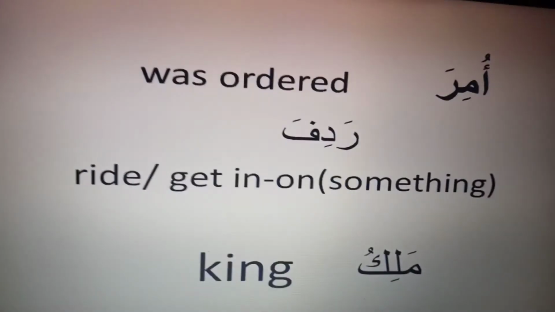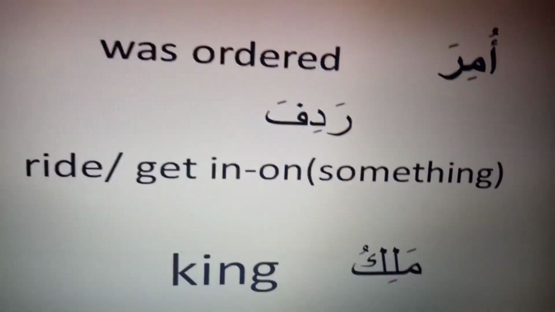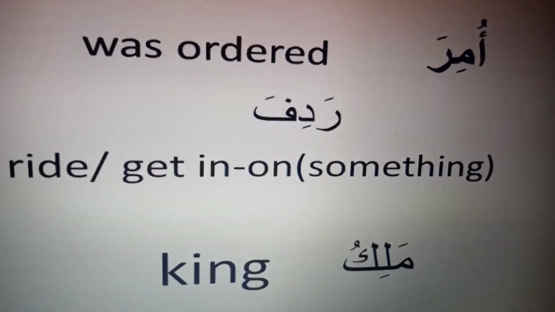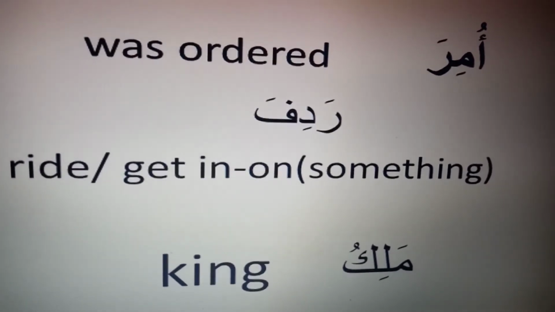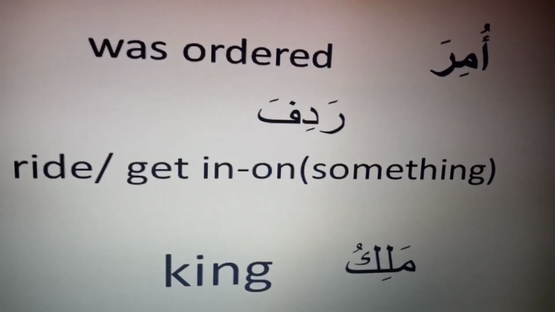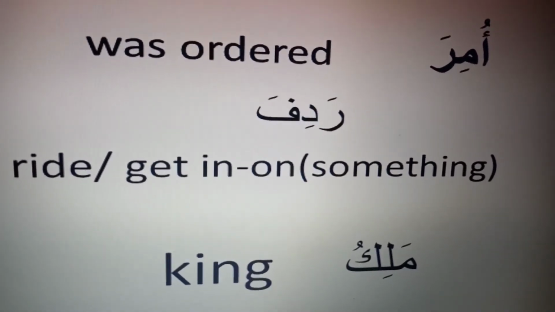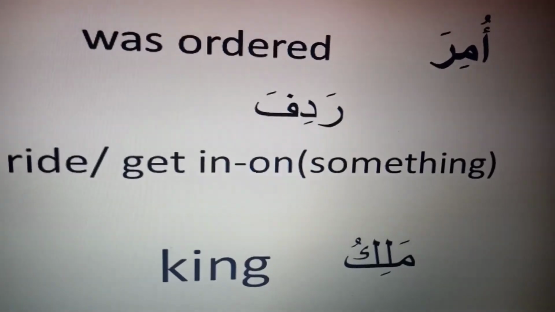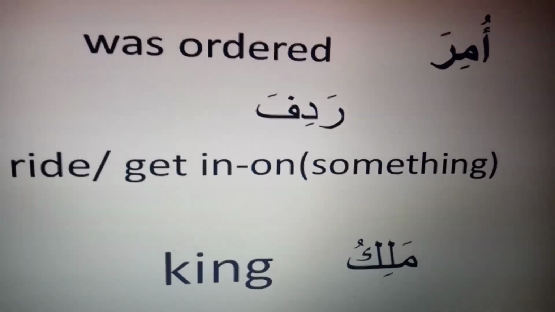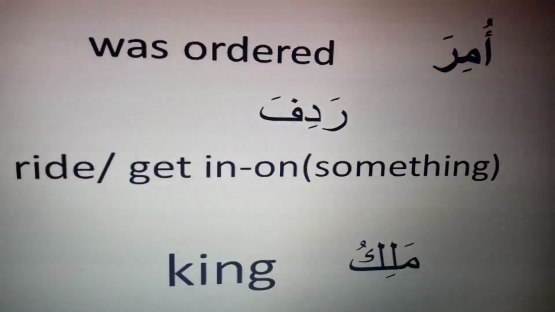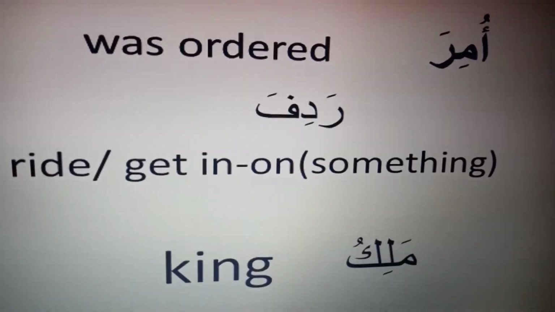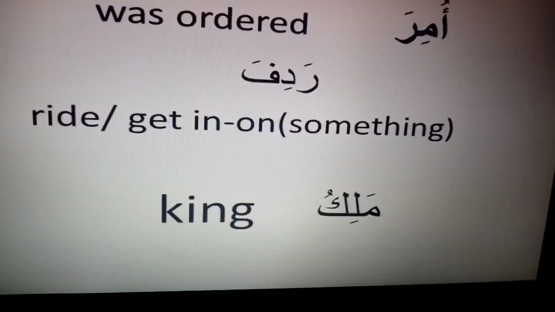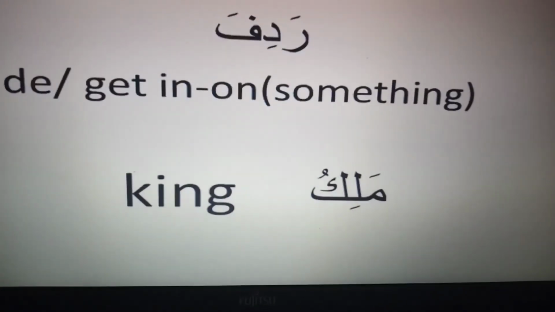The second example is radifa. Radifa consists of three letters. The first one is ra. Ra with a fatha over it is pronounced as ra. Dal with a kasra below it is pronounced as di. And fe with a fatha over it is pronounced as fa. So it becomes like that: ra, di, fa. Radifa.